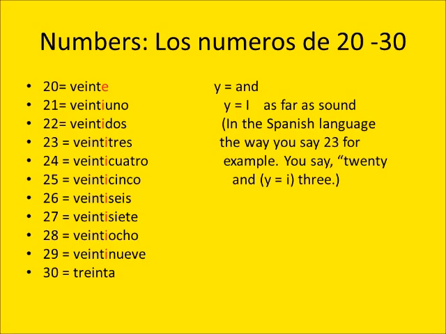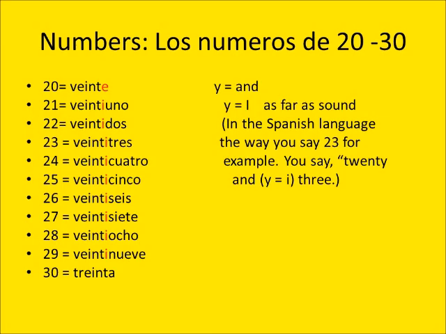The way the Spanish people say their numbers, it's really interesting. So on this page, let's see the numbers, los números de 20 hasta 30. Let's start with the number 20. As you can see, the last letter on that number I wrote in red. It's just to call your attention, because as we go ahead and say 21, 22, and so on, we drop that letter E, and then we put the letter I. The letter I means and.